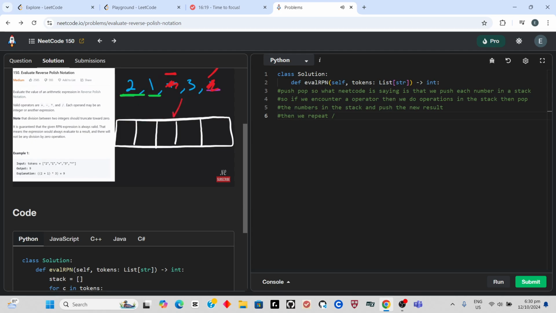Let's run through this with a stack very quickly. So we read the first value, it's a 2. We add it to our stack.